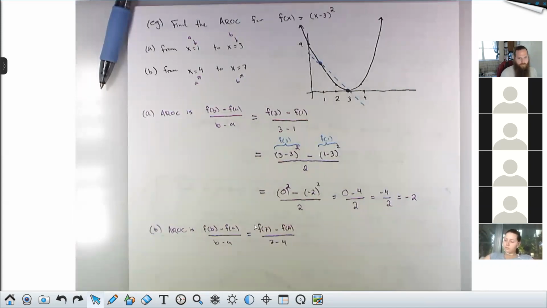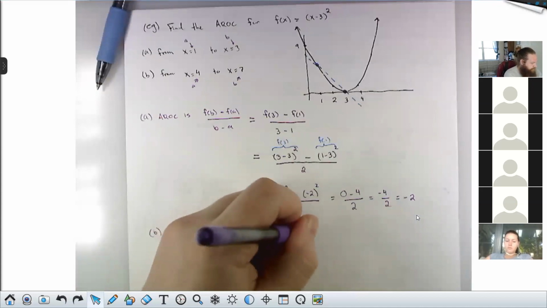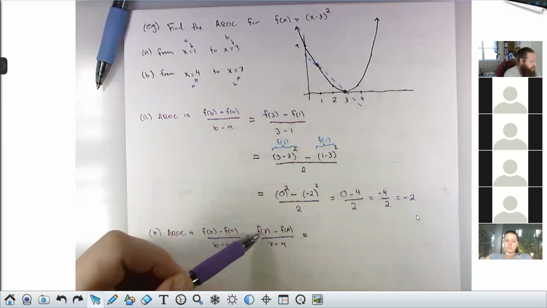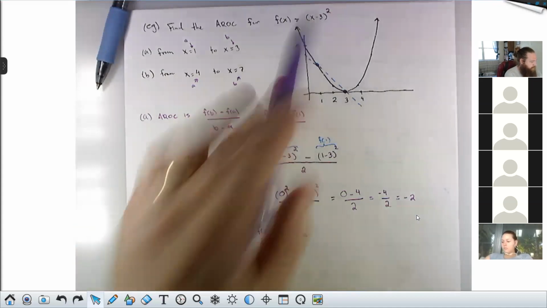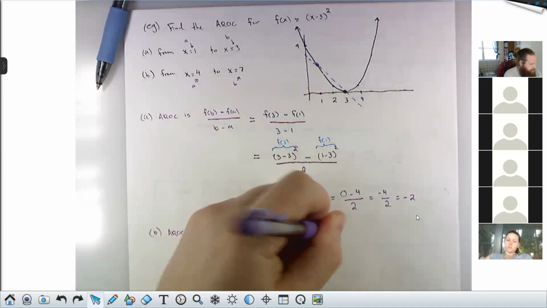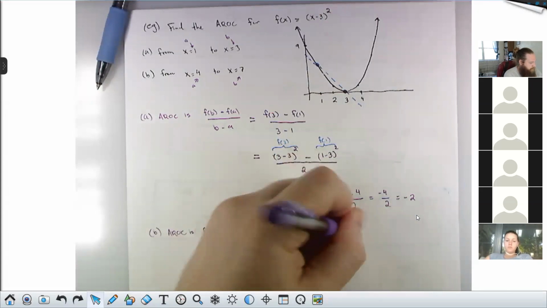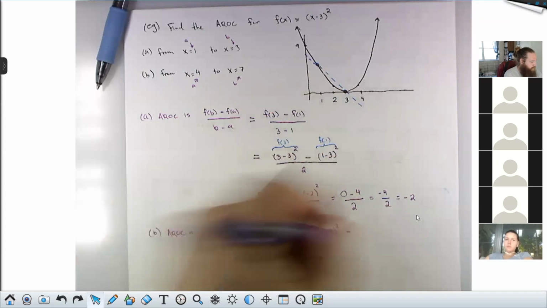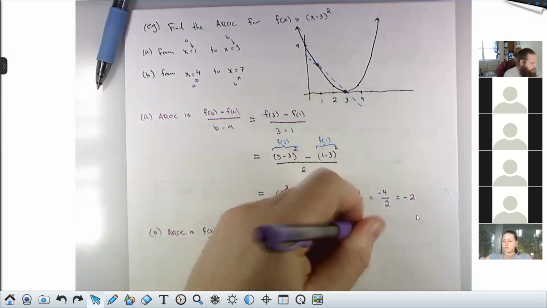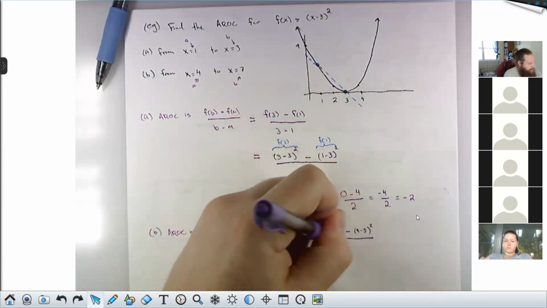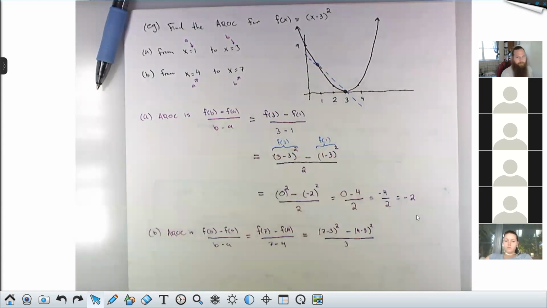And just like with the last guy, it is true, you could go off to the side and calculate f of 7, go off to the side and calculate f of 4. But I'd like you guys to get used to doing things this way. And in the next problem, I'll show you why that's the necessary way sometimes. So here I'm just going to say, okay, f of 7, that's 7 minus 3 all squared. Minus f of 4, that's 4 minus 3 all squared. And we're dividing by 7 minus 4, which is 3.